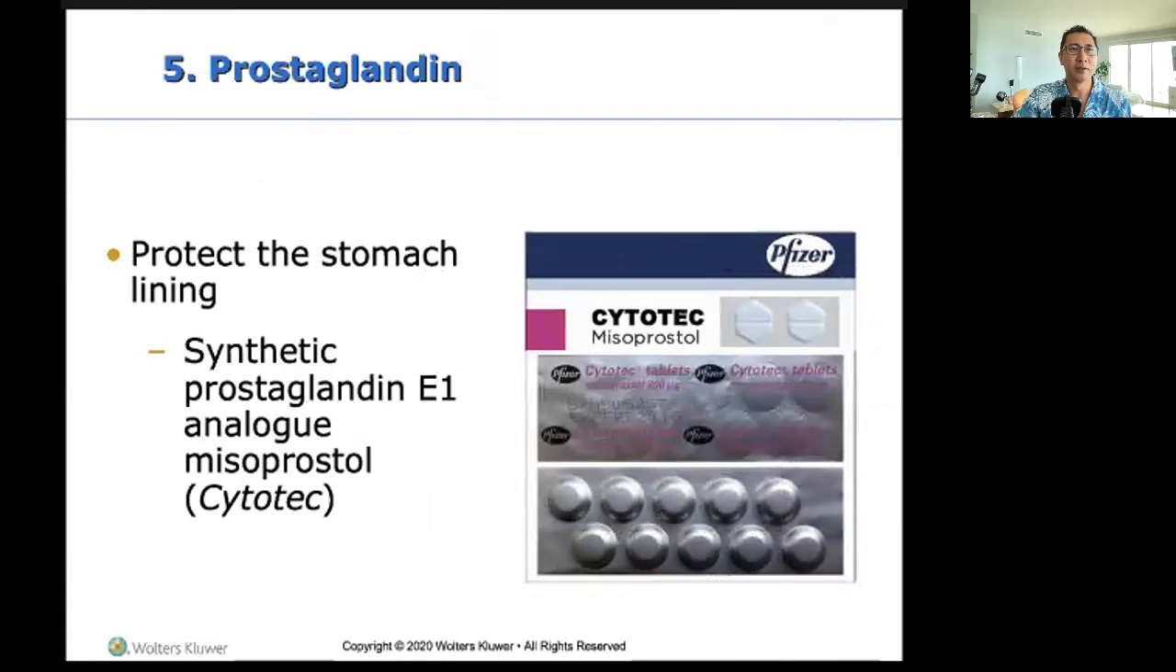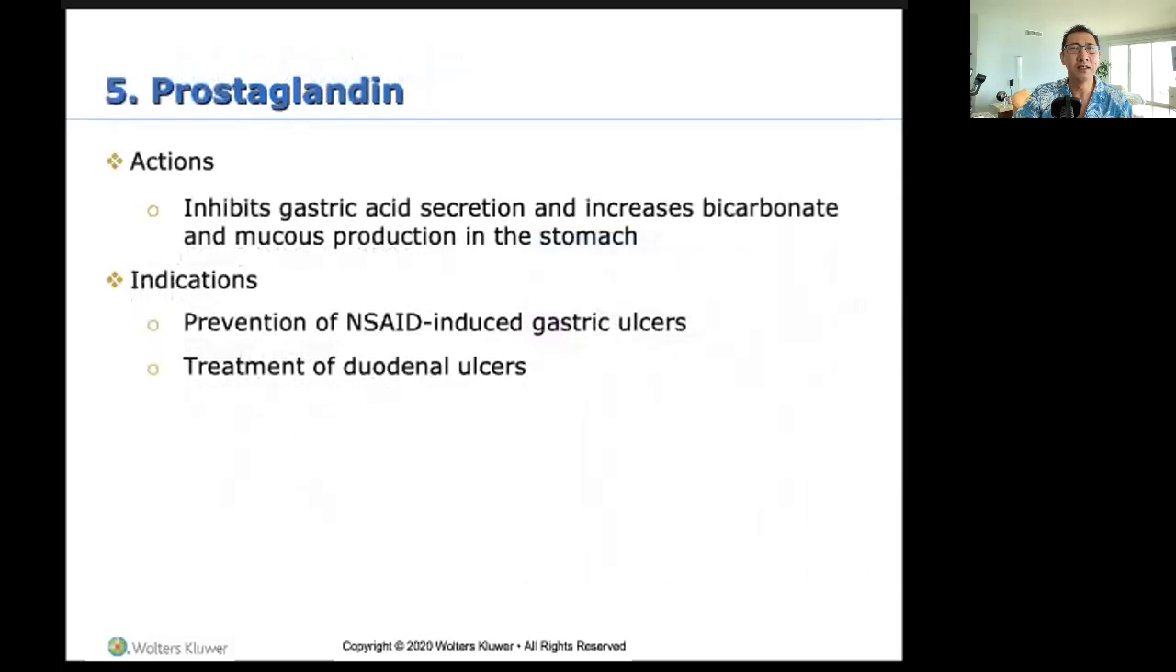Next, prostaglandins. They protect the stomach lining. All of the medications so far are used to protect the stomach. It gives it a lining. They work differently, having different chemical parts. But this one inhibits gastric acid secretions, increases bicarbs, and this is a special one.